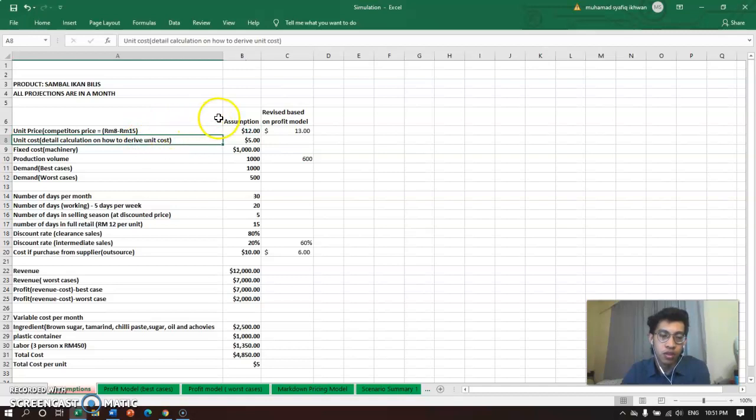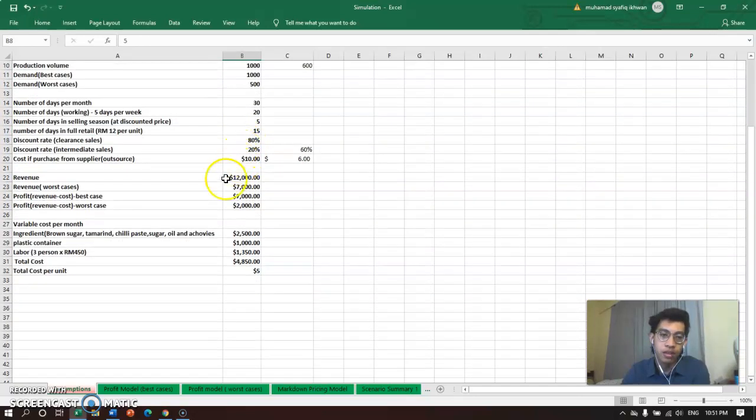I'm assuming that the unit cost for me to produce 1 unit of sambal ikan bilis is around 5 ringgit. So how do I get 5 ringgit? It is over here. The variable cost per month has ingredients, plastic container, and labor. For ingredients, we have brown sugar, tamarind, chili paste, sugar, oil, and anchovies. The total cost is around 2,500 ringgit.